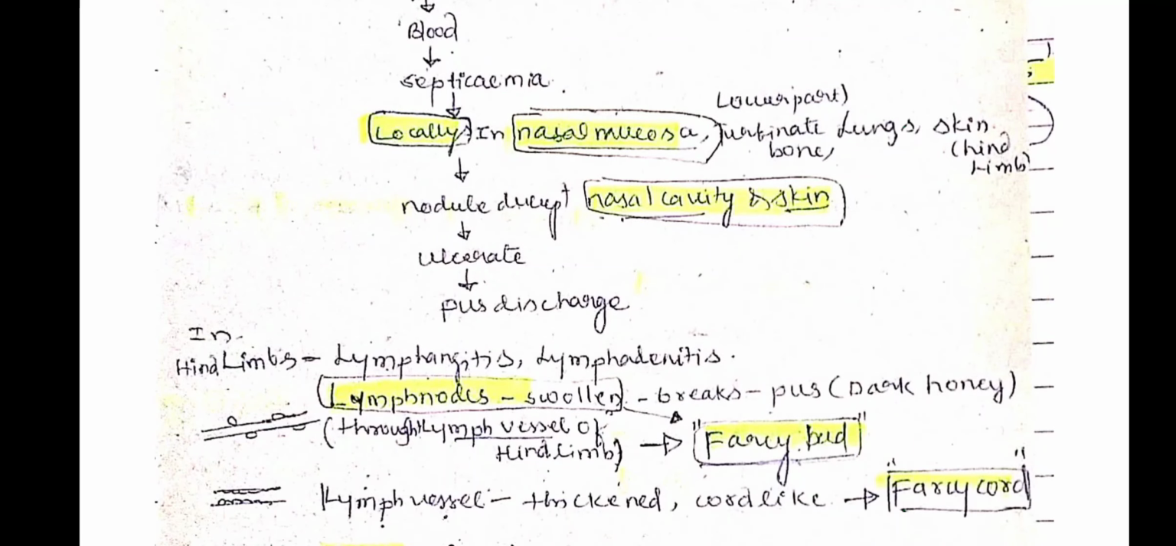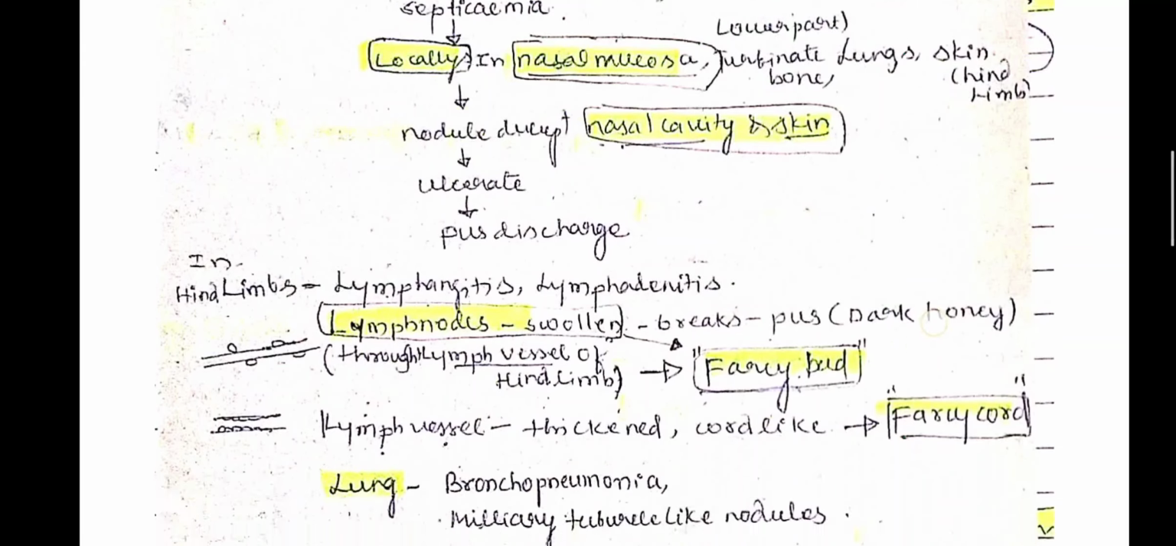Through that septicemia, the blood will be circulating to the nasal mucosa, the bones and lungs, and skin and the hind limbs. Wherever the blood circulates, the bacteria will localize. Especially this bacteria has an affinity towards the pulmonary system, the nasal system, as well as the skin, leading to nodule development in the nasal cavity and the skin, and those nodules will convert into ulcers, and then break out, leading to pus discharge.